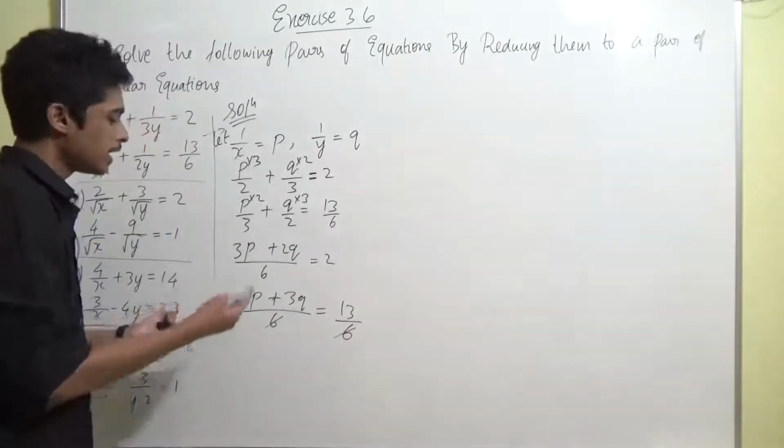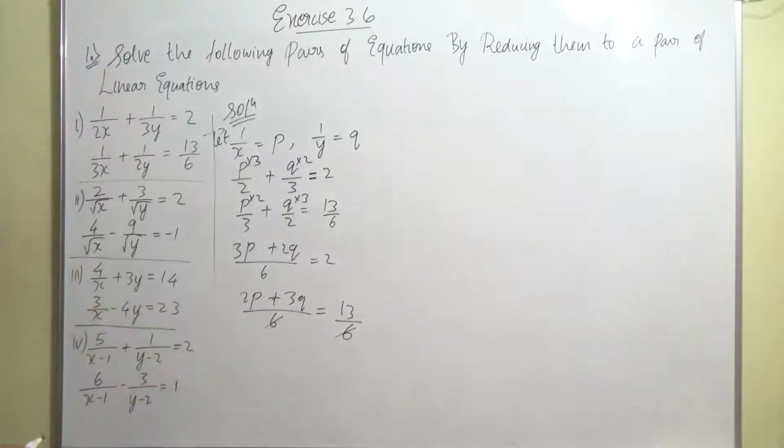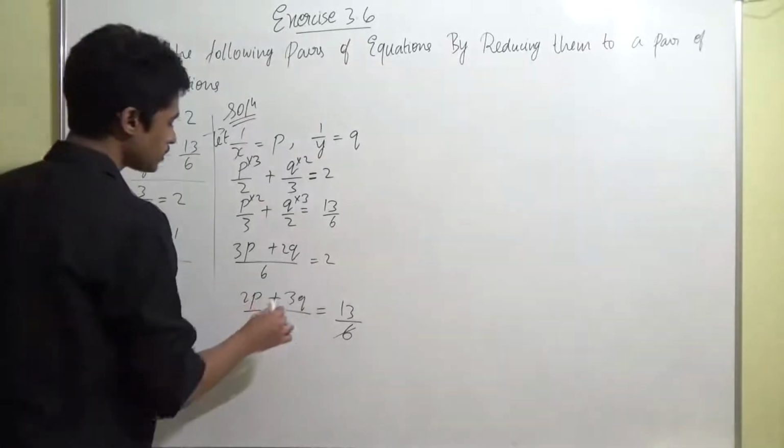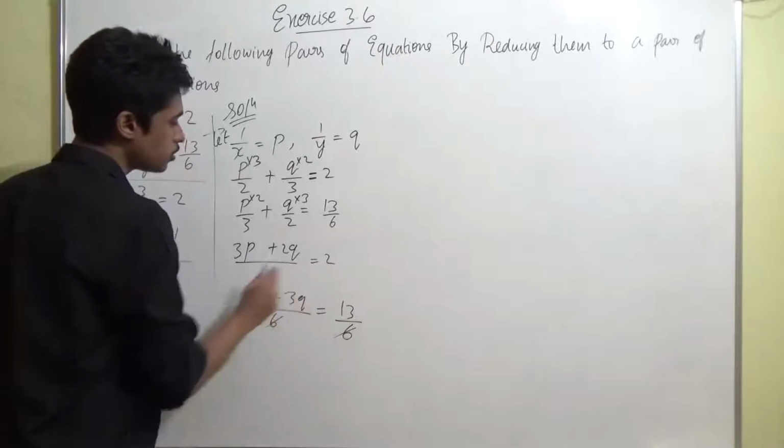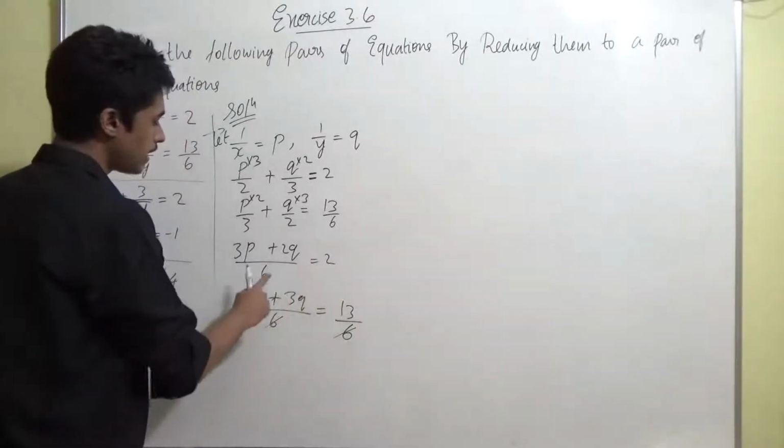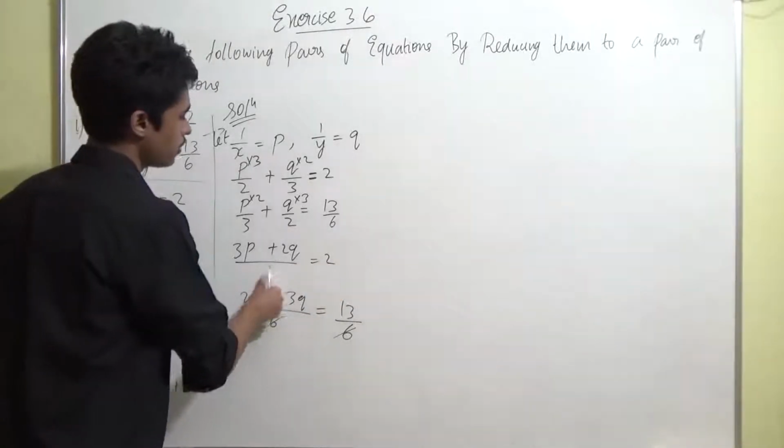Correct? No, because anyhow they'll get divided only at last and they'll get cancelled up. So this became your first equation. Now I'll cross multiply this. 6 into 2, what will happen? It will become 12, right? So I'll directly write it 12 here.